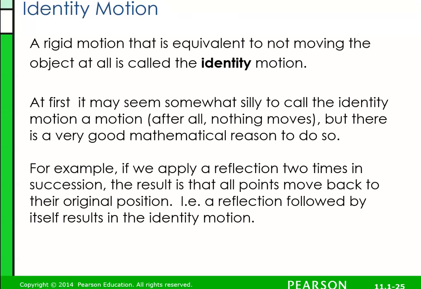Identity. What does that mean? A rigid motion that is equivalent to not moving the object at all. So again, it's the original object. At first it may seem somewhat silly to call the identity motion a motion. After all, nothing moves, but there's a very good mathematical reason to do so. Here's why. If we apply a reflection 2 times in succession, all points move back to the original position, so a reflection followed by itself results in the identity motion.